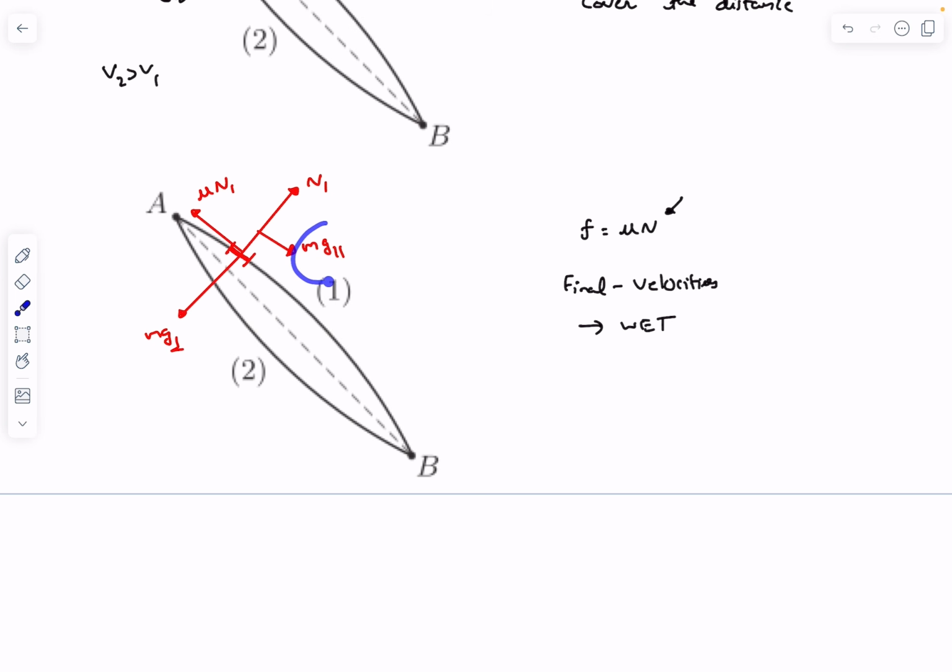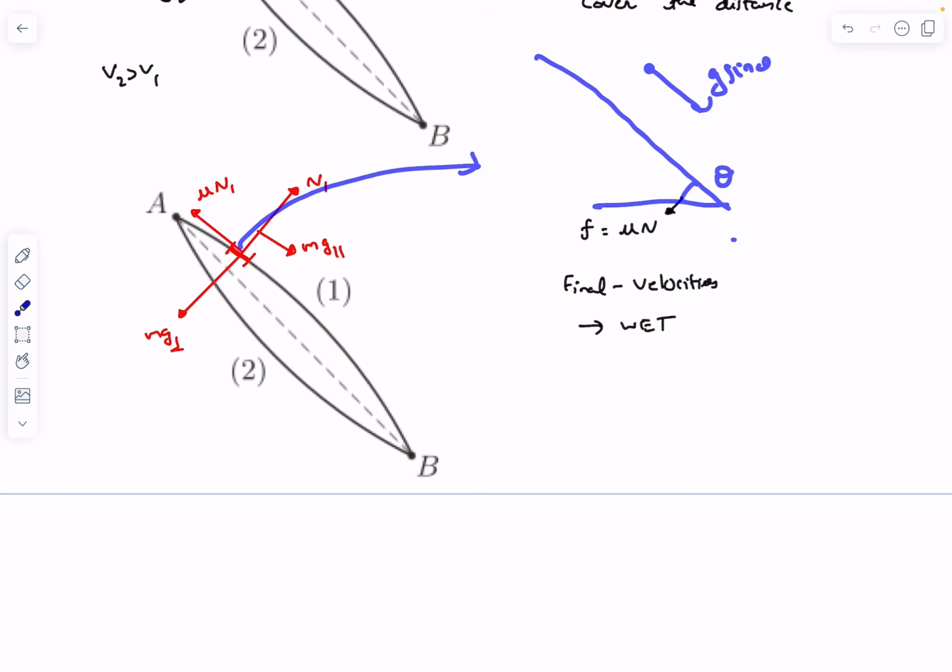So the components of the weight along and perpendicular to the path depend on the slope at that particular point, right? So if I zoom in on this element, it's going to look something like this. Let's say this angle the tangent makes with the horizontal is theta. So g parallel, we know, is going to be g sin theta, and this is going to be g cos theta. So the components of gravity essentially depend on the slope. That's what I'm trying to say.